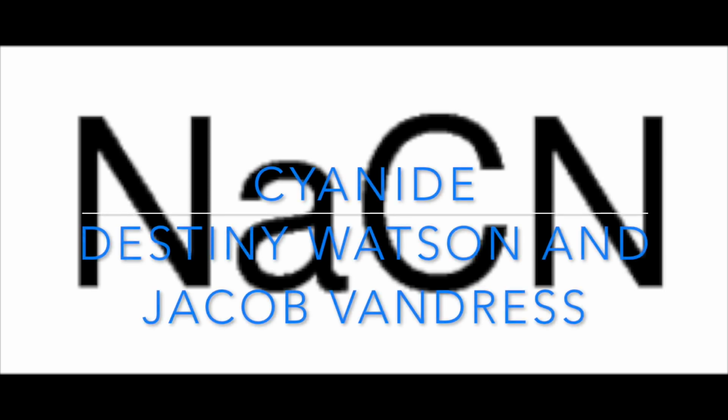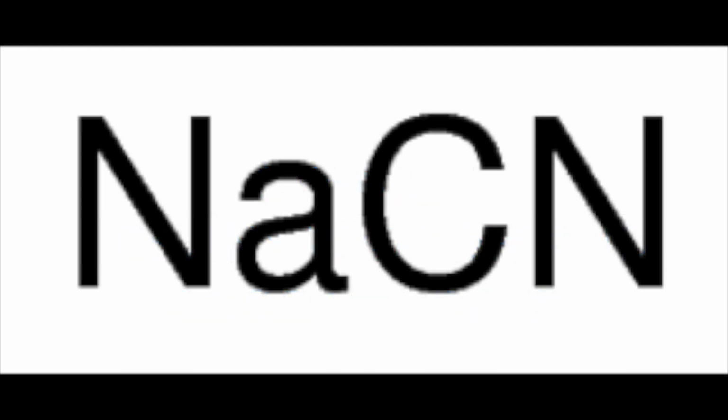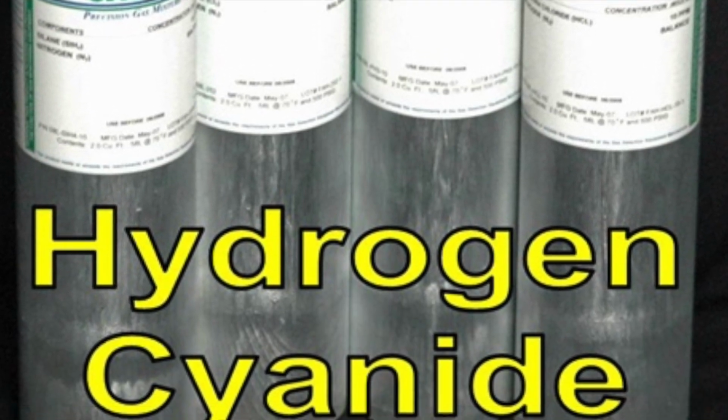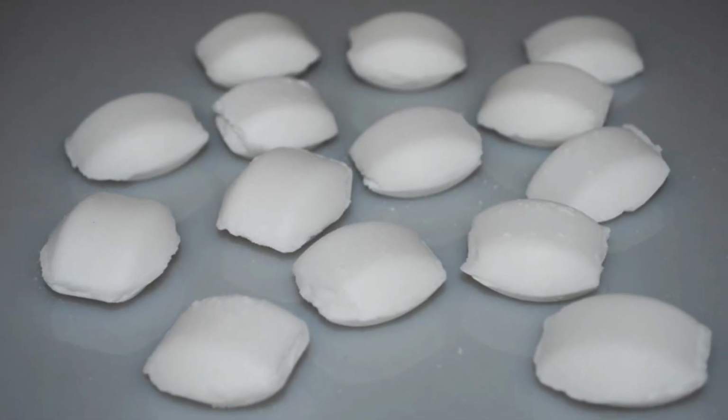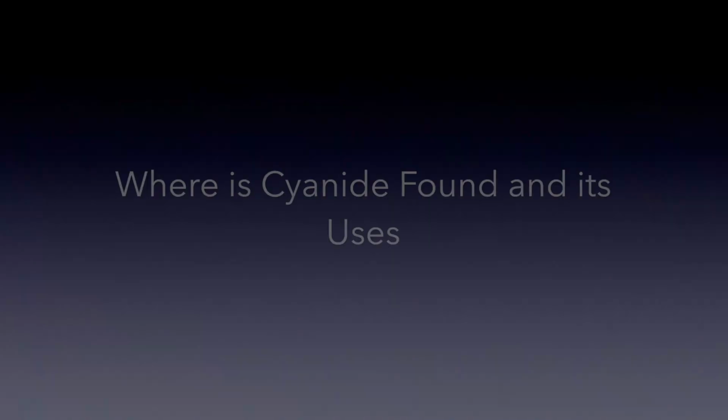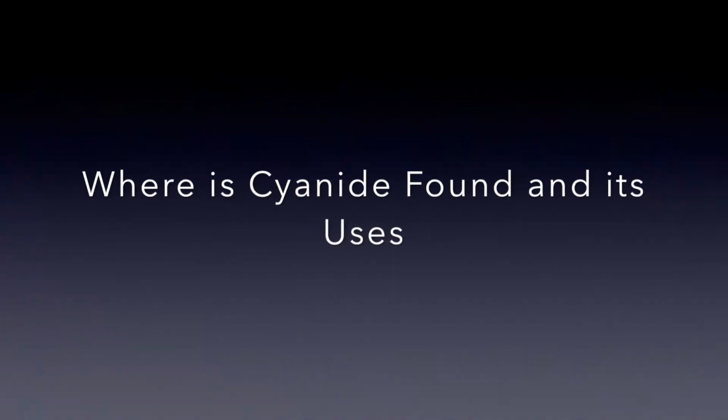What is cyanide? Cyanide is a rapidly acting, potentially deadly chemical that can exist in various forms. Cyanide can be a colorless gas such as hydrogen cyanide or a crystal such as sodium cyanide or potassium cyanide. Where is cyanide found and its uses?